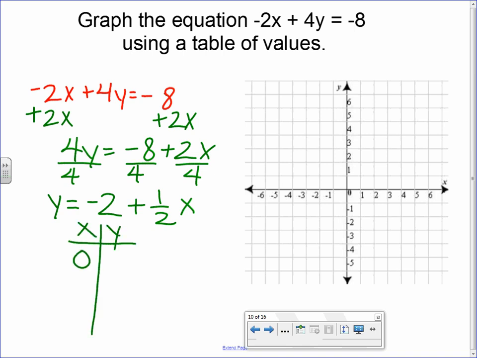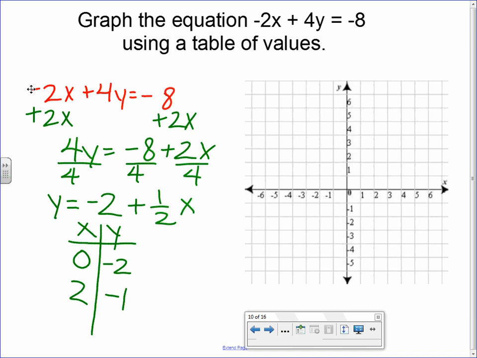I'm going to choose 0. Give me another number. 2. I like 2 because 1/2 times 2 is going to give me what? It's going to be a whole number. If I plugged 1/2 and 1 in, 1/2 times 1 would give me a half. You're going to have decimals then, which maybe are a little harder to graph. So just kind of look at your equation and judge it. Again, 2, if I plug it in, 1/2 times 2 is 1, plus negative 2 is negative 1. If I plug in 0, 1/2 times 0 is 0, plus negative 2 is negative 2.